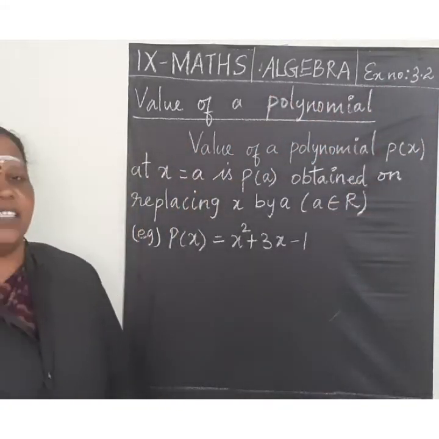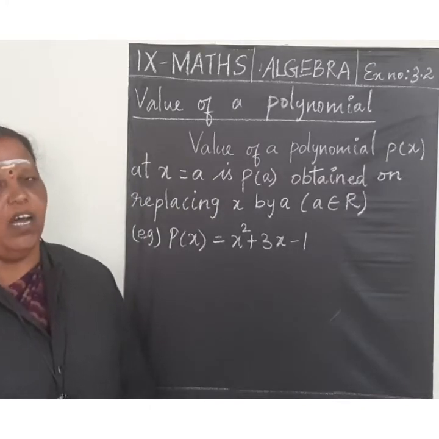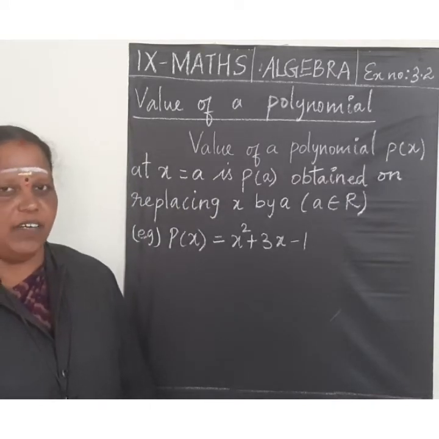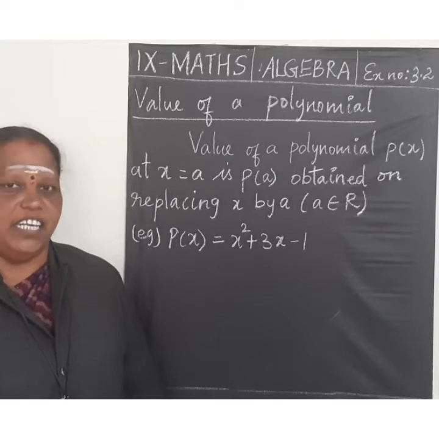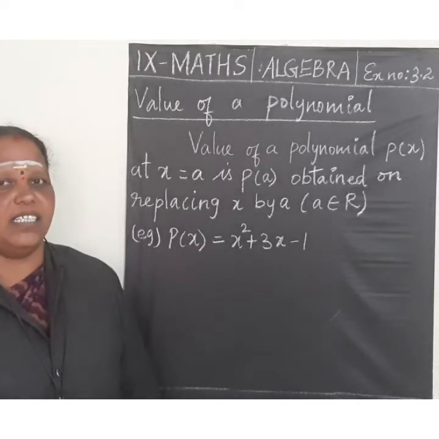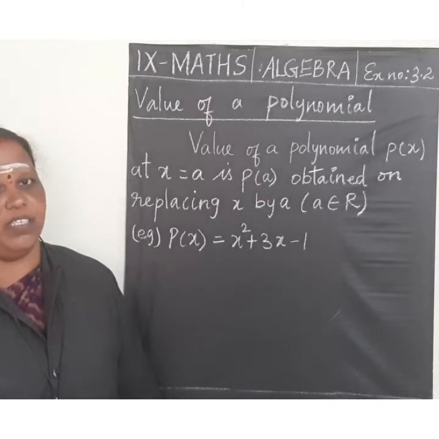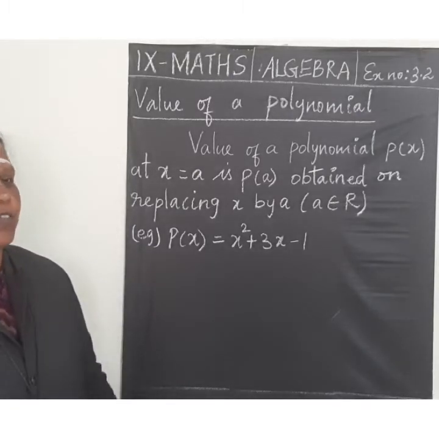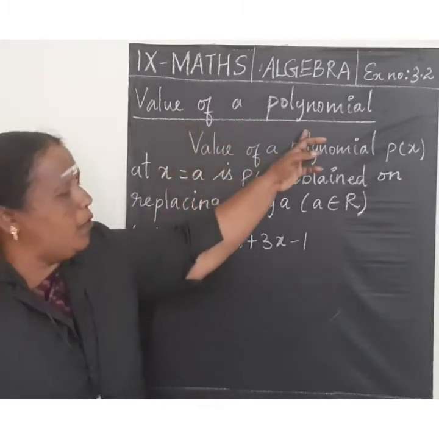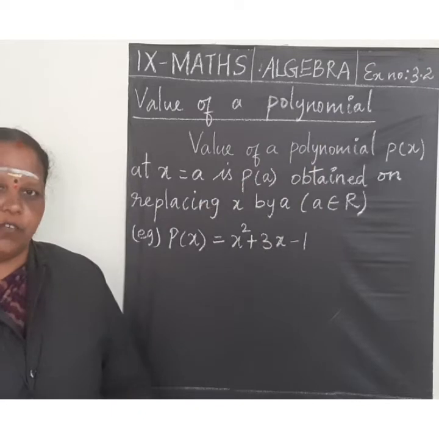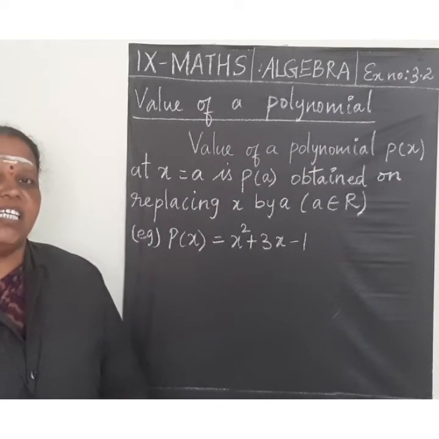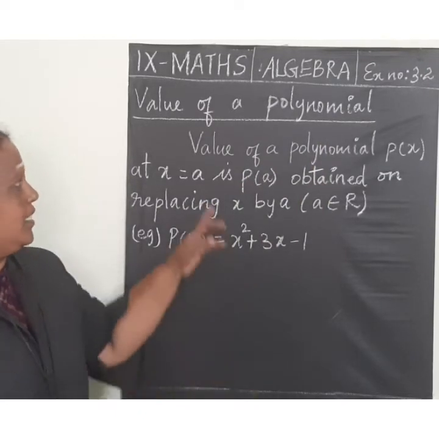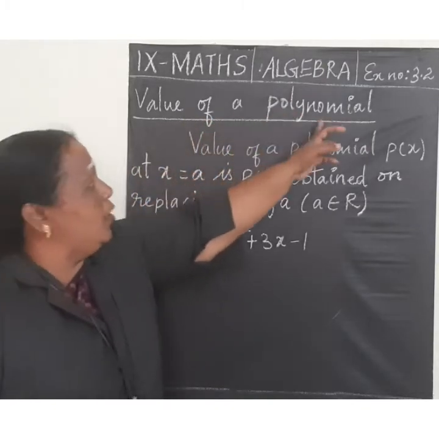Last class we discussed what is meant by a polynomial, how to write a polynomial in standard form, how to find the degree of a polynomial, and how to add, subtract and multiply polynomials. Now in this class we are going to see the value of a polynomial, how to find the roots of a polynomial, and how to find the zeros of a polynomial. First we will see the value of a polynomial.